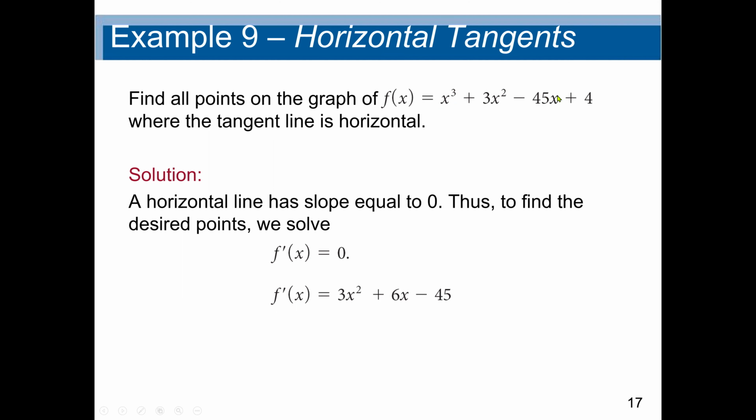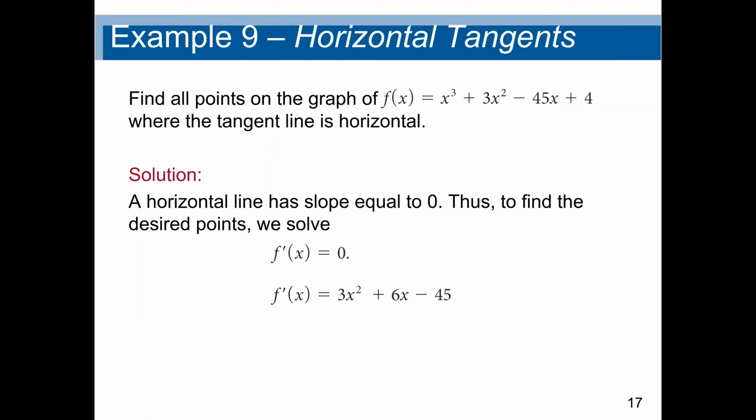Then 45x, we have exponent 1. 1 minus 1 is 0. Again, as we said, any variable or value raised to the power 0, the answer is 1. So we get only 45. Then the derivative of any constant value is 0. So the derivative of 4 is 0. So our answer will be 3x squared plus 6x minus 45.